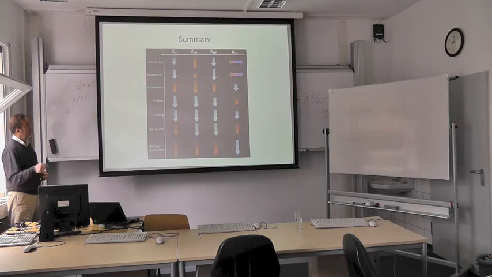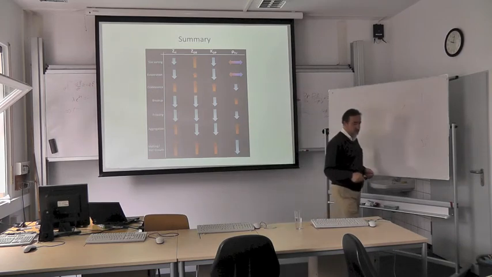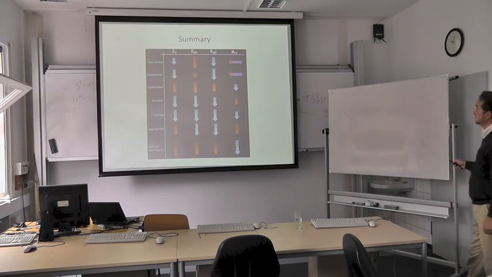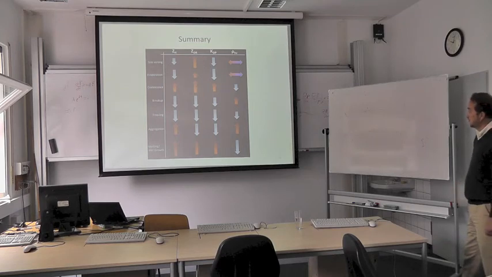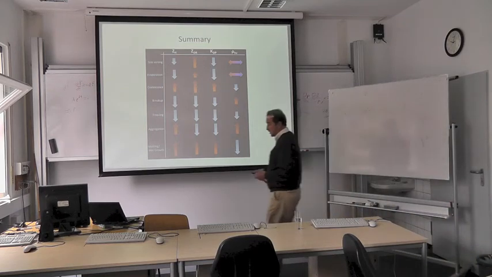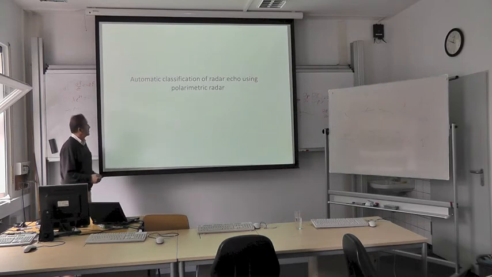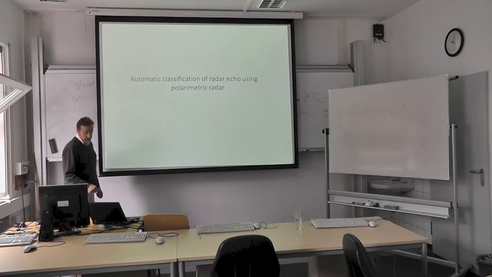And this slide summarizes the impact of all important microphysical processes on the tendencies in radar reflectivity, differential reflectivity, specific differential phase and cross-correlation coefficient. So it's good to keep in mind, and that helps you to interpret what you see in polarimetric radar measurements. Okay, this topic is over, and now we're getting to another topic, which is automatic classification of radar echo using polarimetric radar.